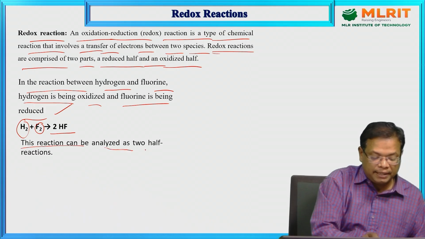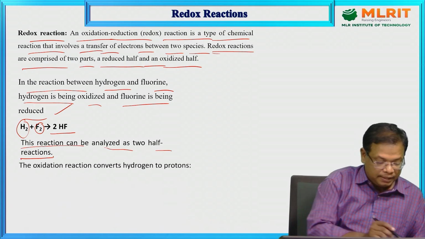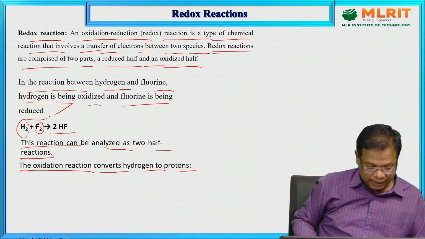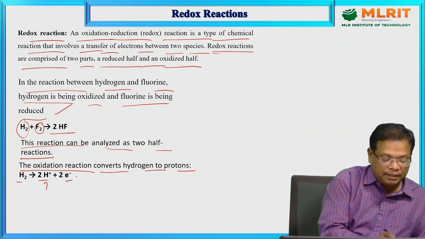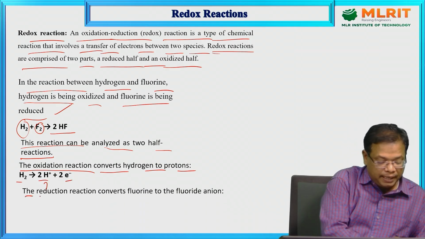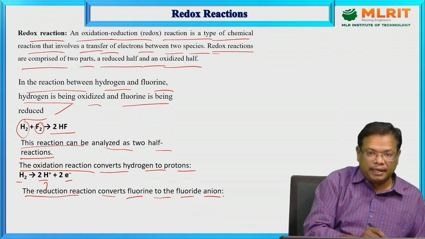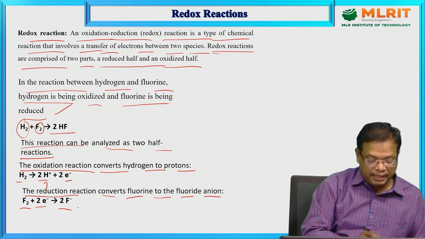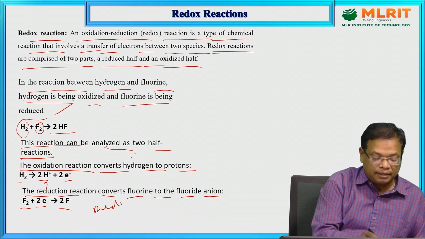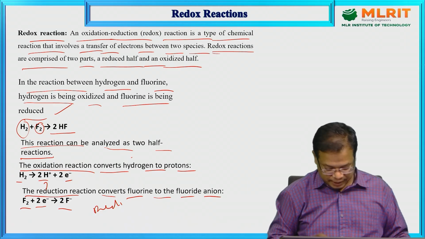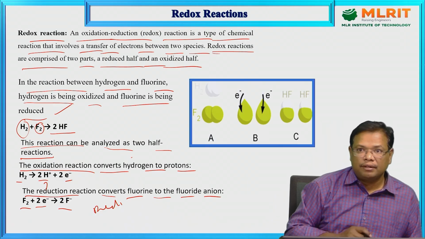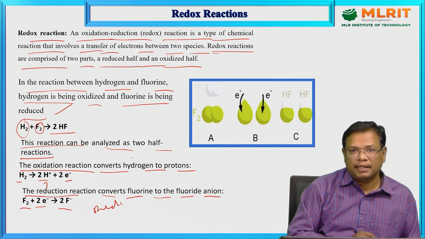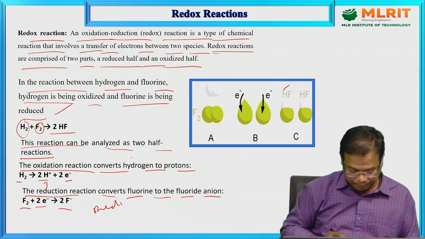This reaction can be analyzed as two half reactions. One is the oxidation reaction, which converts hydrogen to protons. H2 gives rise to 2H plus ions plus 2 electrons. Whereas the reduction reaction converts fluorine to the fluoride anion. You can look here, F2 gains 2 electrons, which gives 2F minus ions. This is a reduction reaction. These are the two half reactions, one oxidation and one reduction. So hydrogen and fluorine react with each other in an oxidation manner and a reduction manner, and they form the HF molecule.